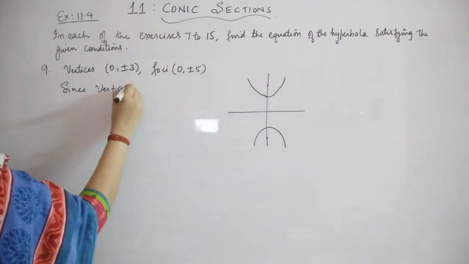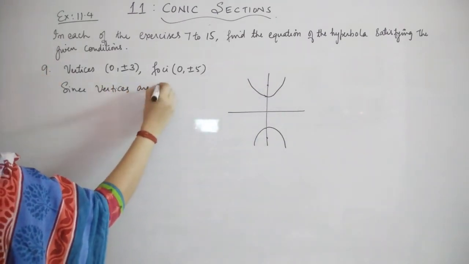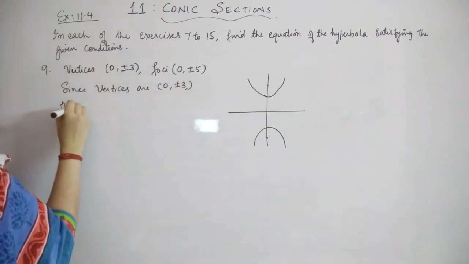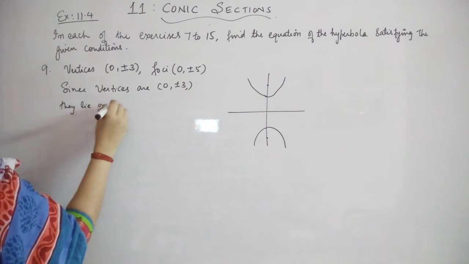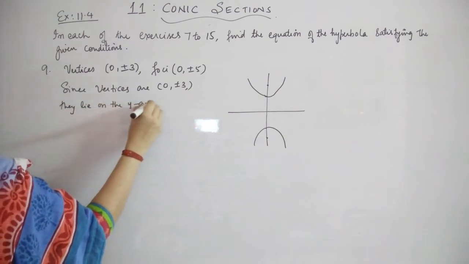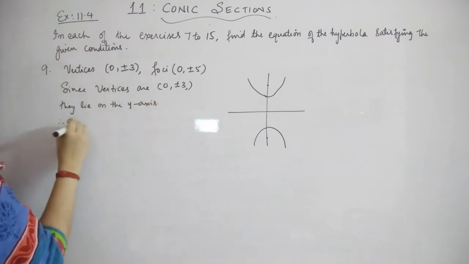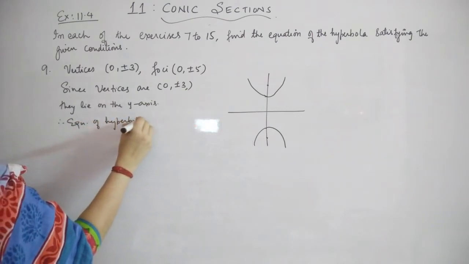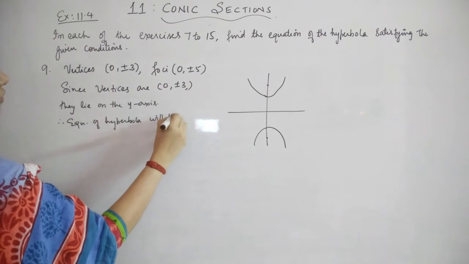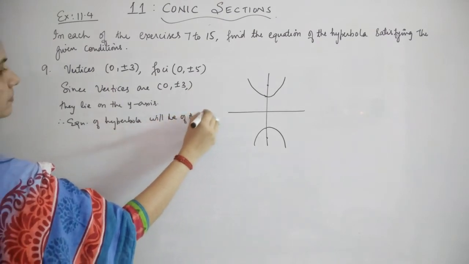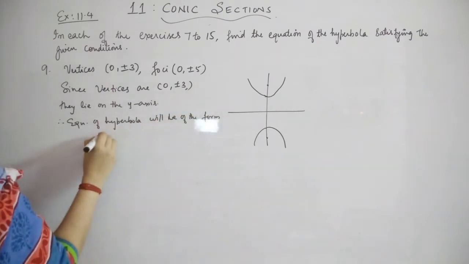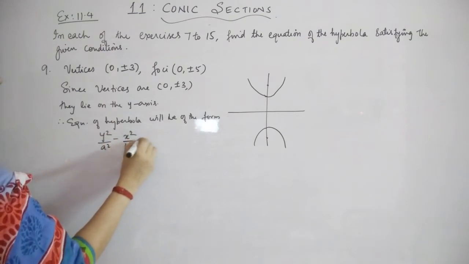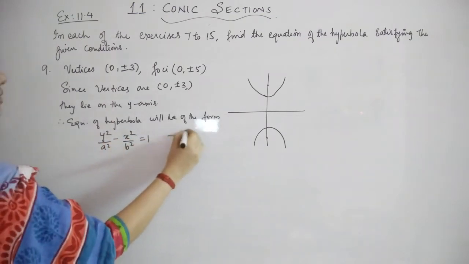Okay, either of them you can take. Since the vertices are 0 comma plus or minus 3, they lie on the y-axis. Therefore, the equation of the hyperbola will be of the form y square by a square minus x square by b square equal to 1. So let it be equation number 1.